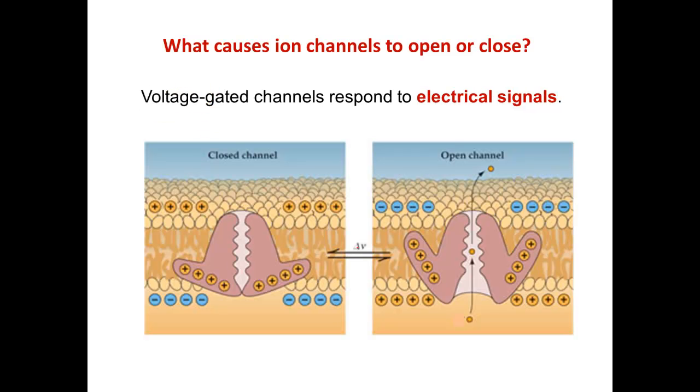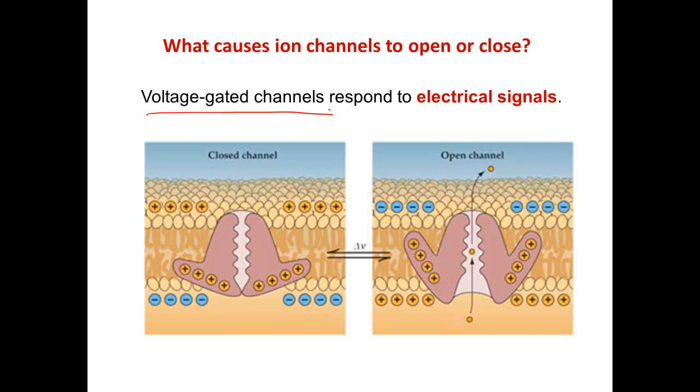Okay, another type that is very, very important in the generation of action potentials, and we'll talk about a little bit later, are the voltage-gated channels. Okay, and voltage-gated channels don't respond to a chemical signal. They don't open up when a chemical ligand binds to them. They open up in response to electrical signals along that membrane. Okay, so they actually respond to the membrane potential and changes in the membrane potential.